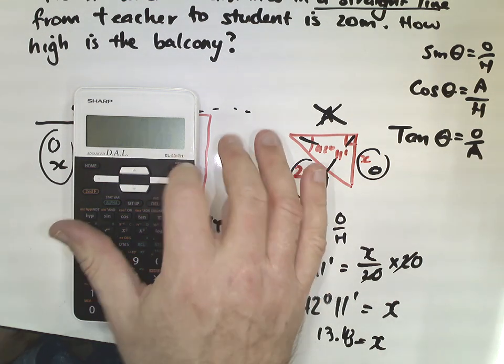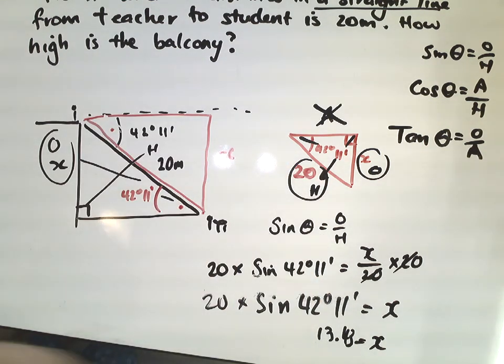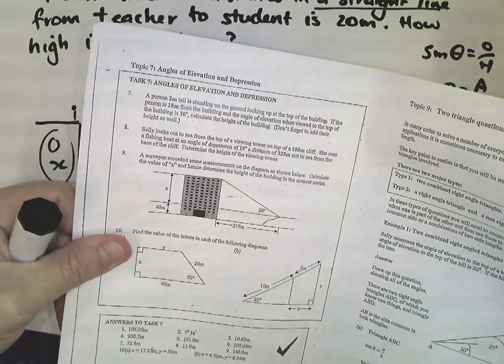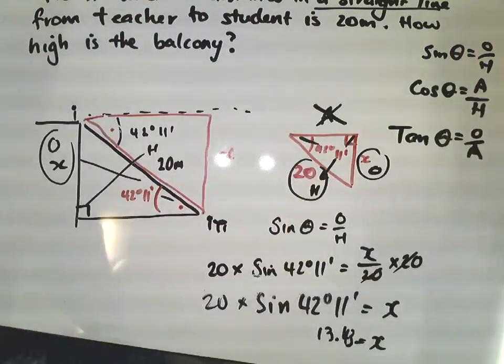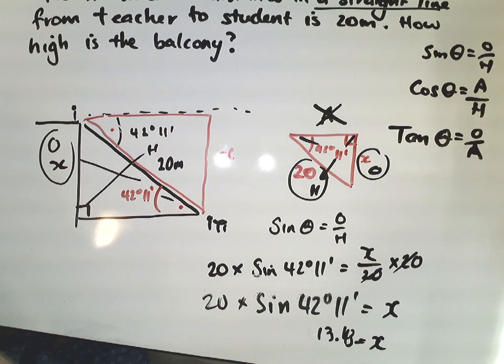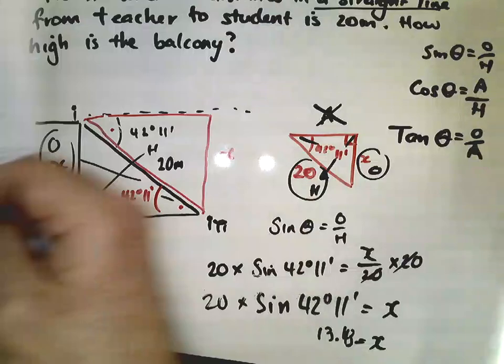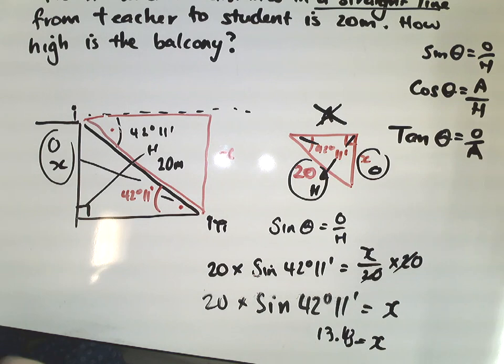Right, so that was an angles of depression question. If you want to practice these, then you should be looking through this section in your trigonometry booklet, so topic 7. There are 10 questions that you can have a look at there, and don't forget that the answers are down the bottom, so check those answers and make sure that you're doing this correctly.